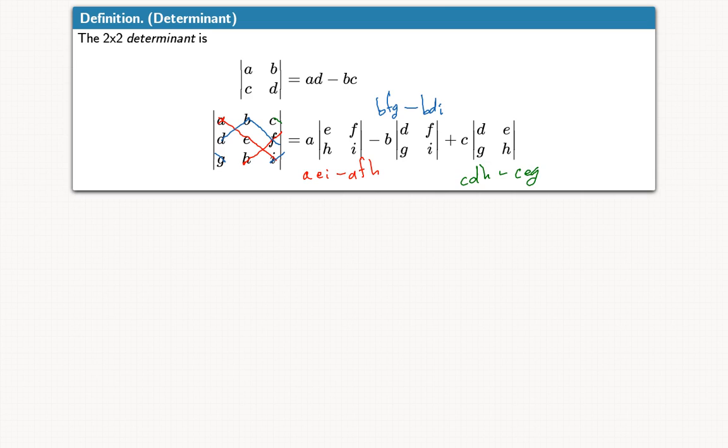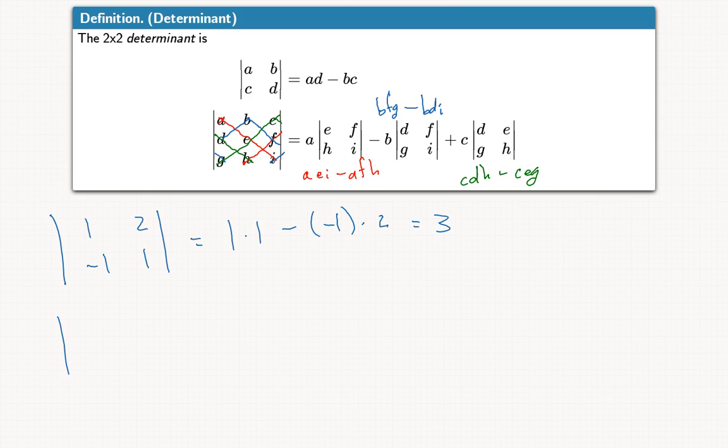So here we go, CDH, CEG. So the ones that are going down to the right have positive signs, and the ones going down and left have negative signs. So, for example, the determinant 1, 2, negative 1, 1, this will be 1 times 1 minus 1 times 2, which is equal to 3.